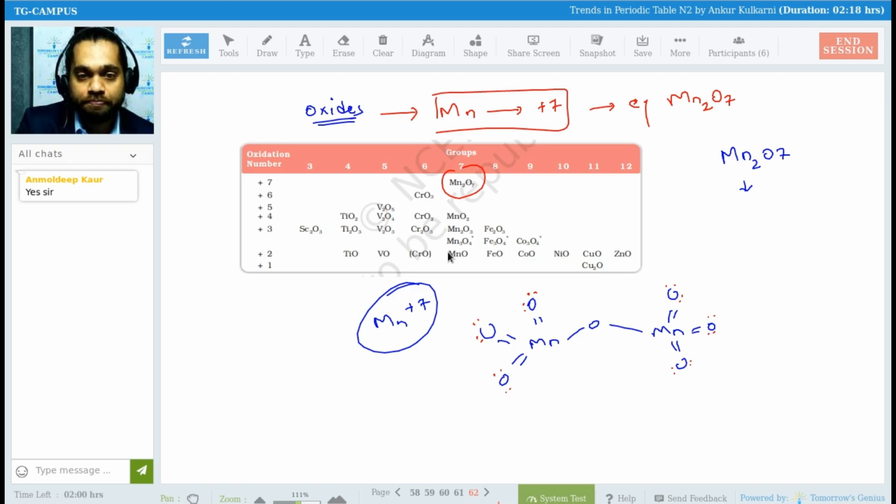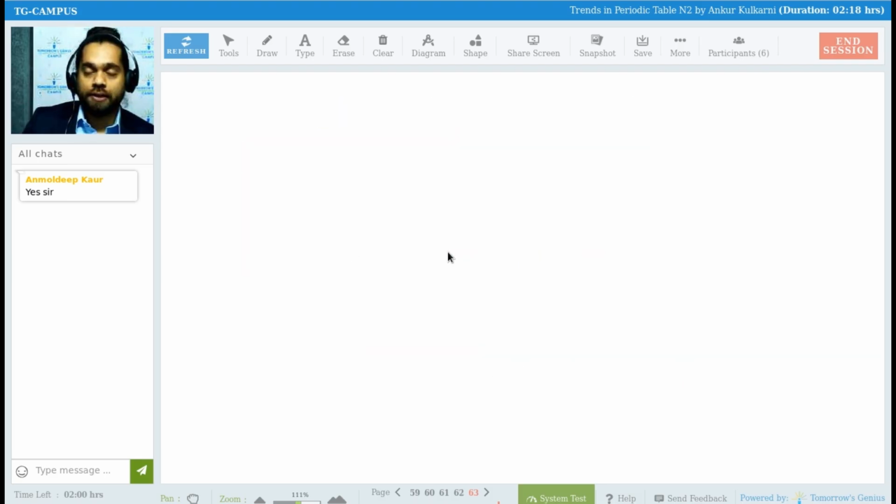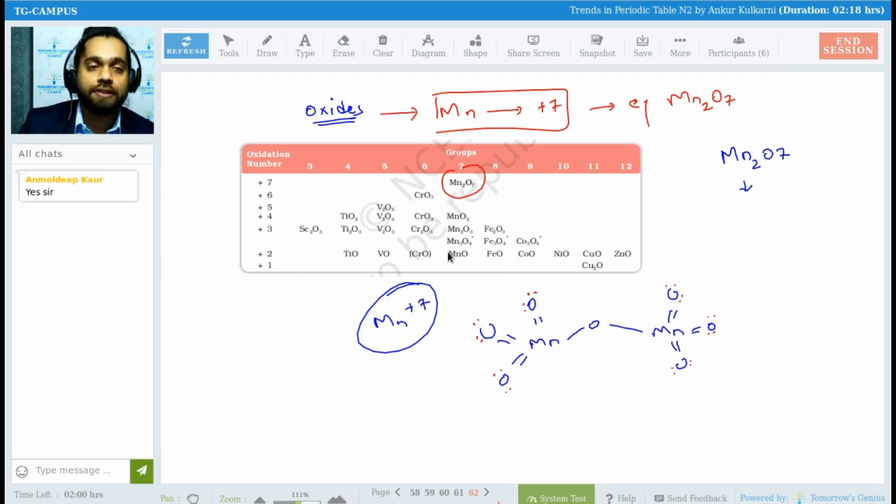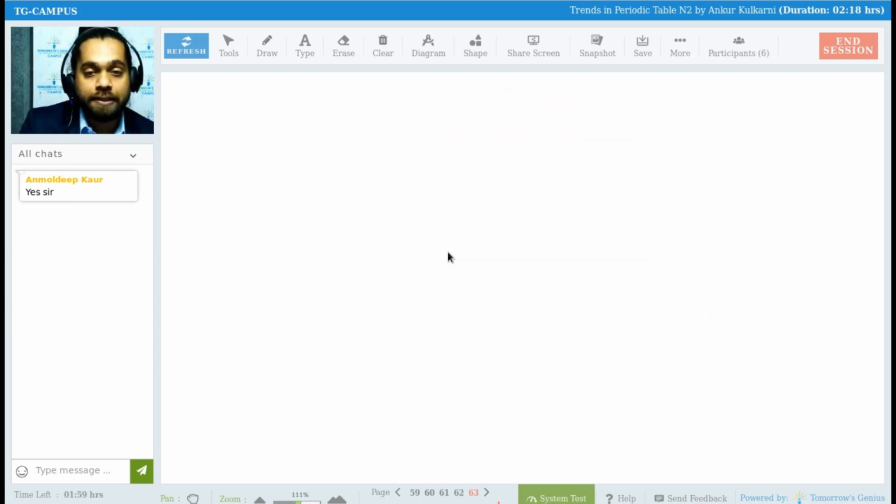Let us go ahead now to the magnetic properties. After these oxides and halides, you have a very important topic, that is magnetic properties.